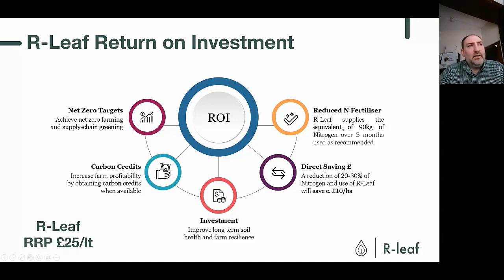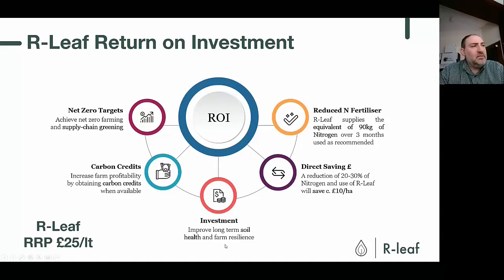So we're actually supplying the equivalent of 90 kilos of nitrogen over a 3-month period, given that we have applied those 2 applications of R-leaf. So from a direct saving point of view, again, that might have changed a bit, you would know better. The reduction of 20 to 30% of nitrogen, you can save approximately £10 per hectare, accounting that the farmer has paid for R-leaf, and that can be up to £40 per hectare, depending on what price you supply R-leaf, but also what is the current price.